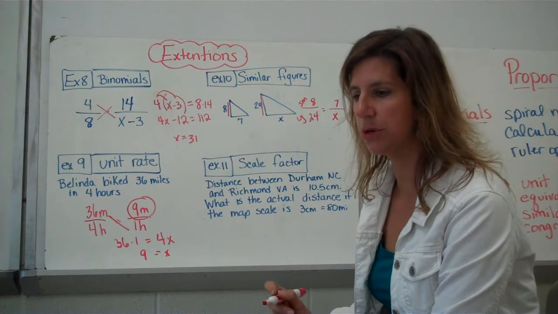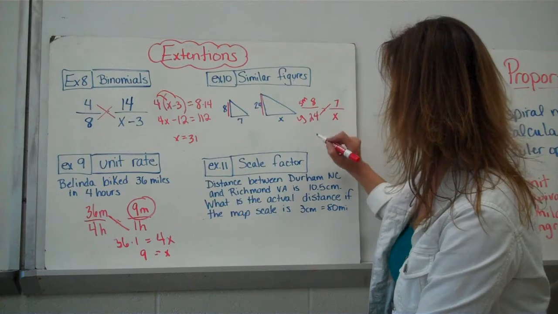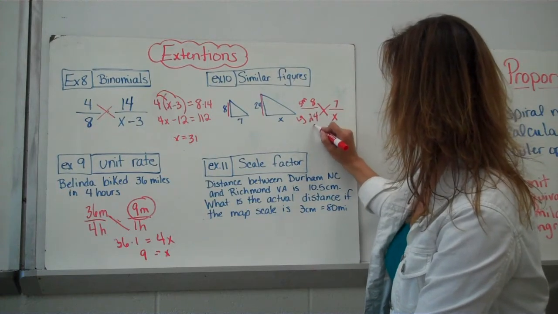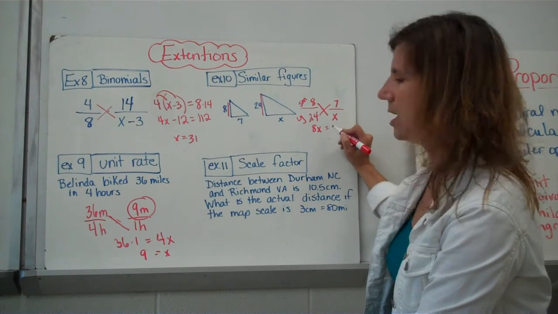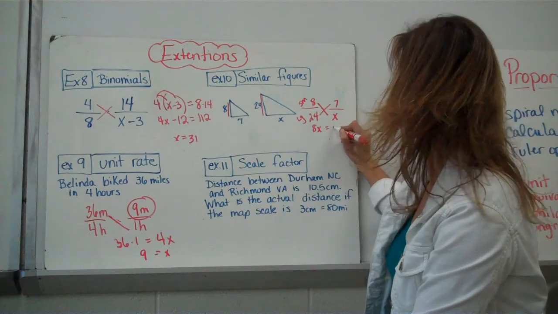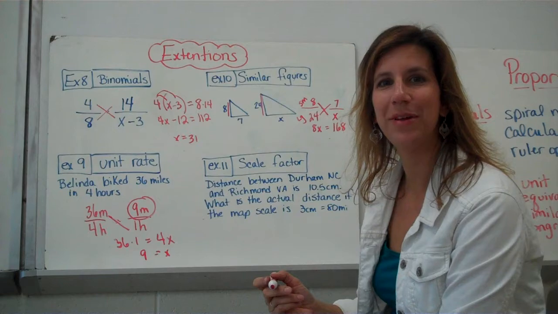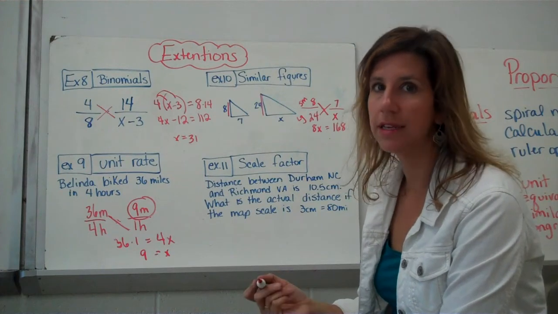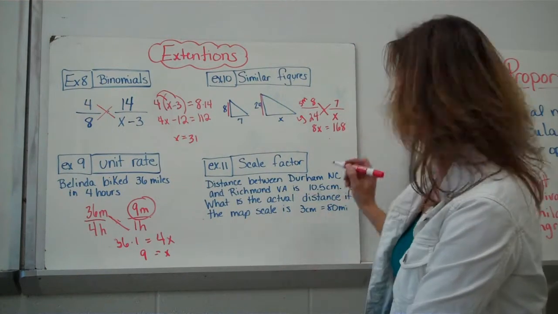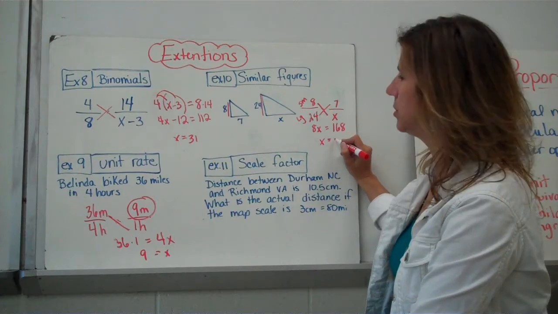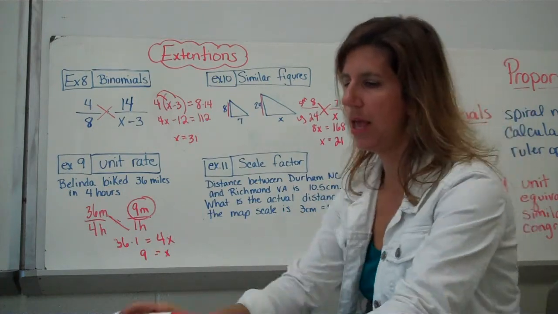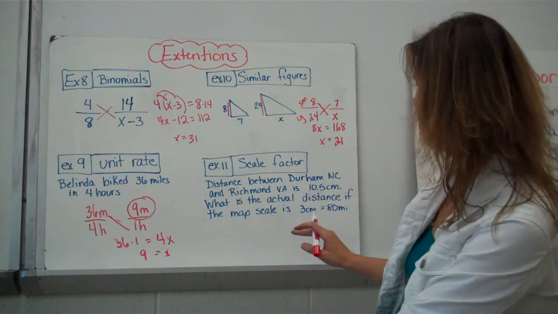All right, we would solve it just like we've been doing, cross products between these two and cross products between these two. 8 times x and 24 times 7. Did you type it in? Divide by 8, because that's the opposite of timesing. Solve it with your equation work. And x equals 21. And the last one here is scale factor.